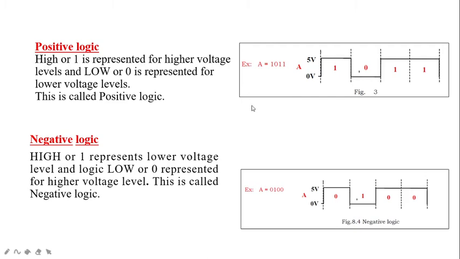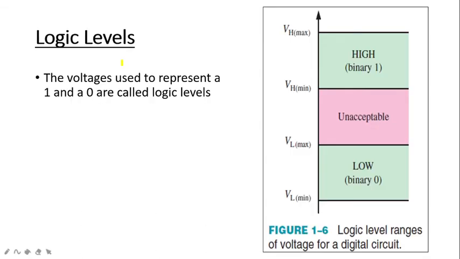Here we can tell that the high or 1 represents the lower voltage level, right? If it is 5 volts, the high state is represented by a 0 and the low state is represented by a 1. But in most of the cases, most of our study goes on with positive logic. We just take positive logic further. Fine. Now let's see what logic levels are.